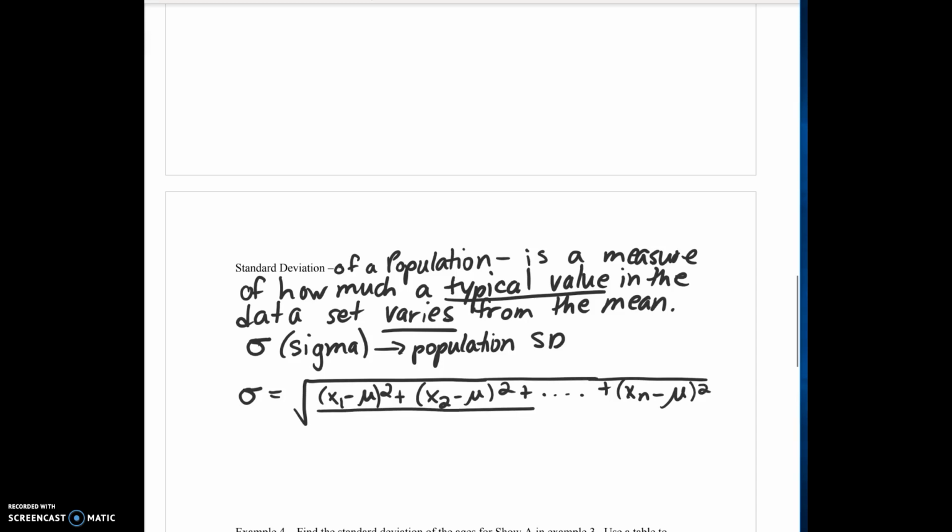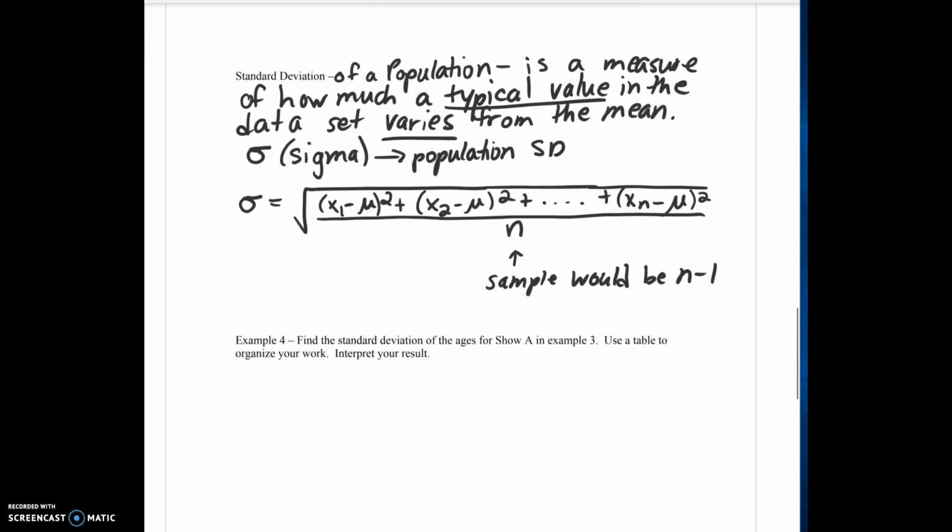And then because we're going to be doing a population, we're going to do divided by n. If we're looking at a sample would be n minus 1. We're only going to do the population. And depending on the order of how we do this unit, you may already understand population versus sample, or we might look at population versus sample at a later time.